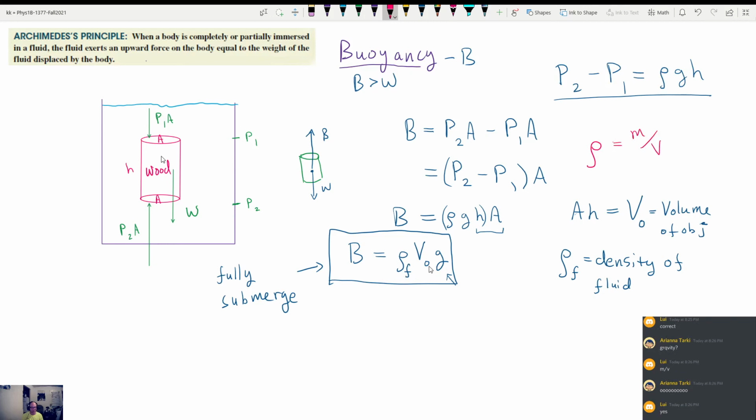So technically, rho F times V naught is basically equal to the mass of the water that's been displaced, right? That's the mass of the water. Even though it's the volume of the object, Archimedes says it's the weight of the fluid displaced by the body. Now just think about it. I think this is a really neat idea if you think about it.